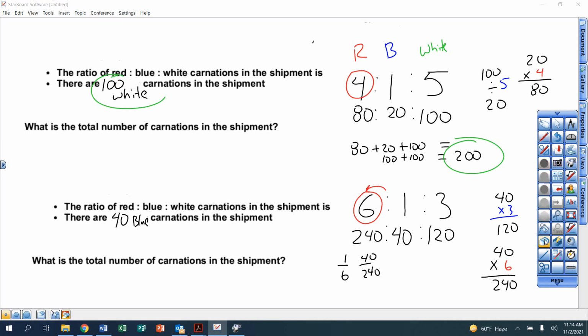And then you need to add all of those up. Add that 240, add that 40, add that 120, because they want the total once you figure out what the numbers are going to be. So that gives me 280. And then that gives me, I believe, 400 right there.